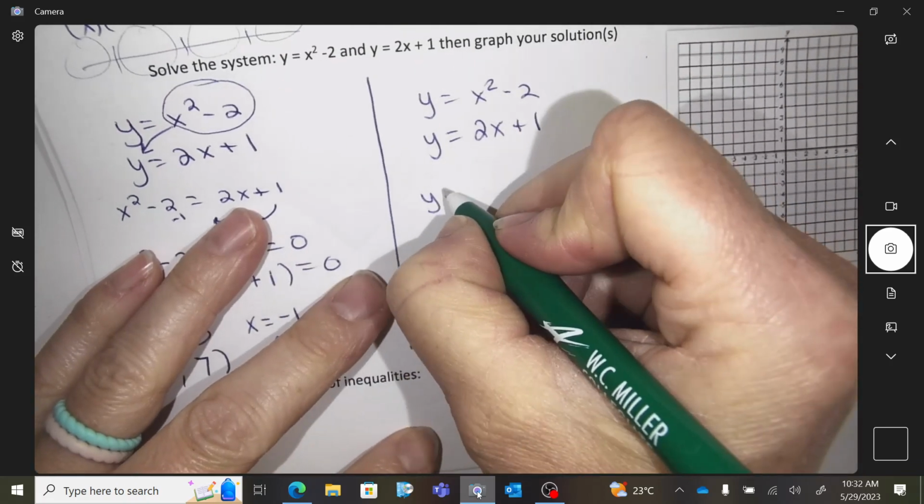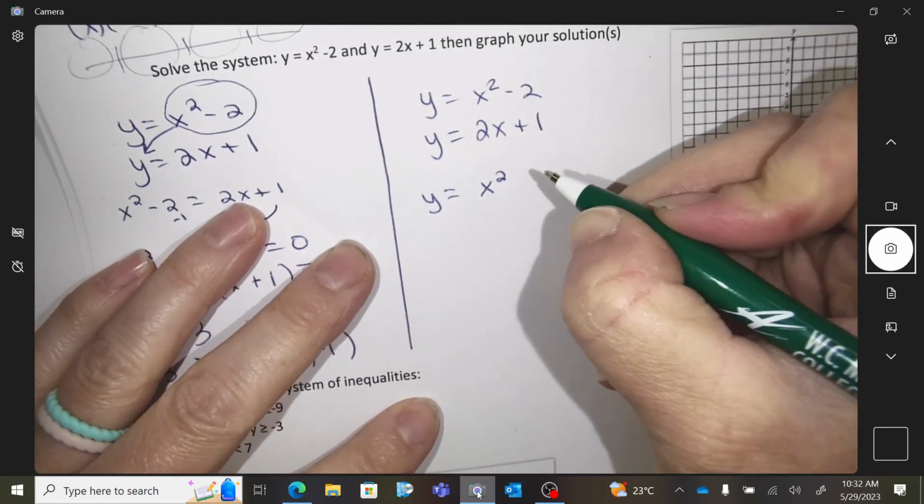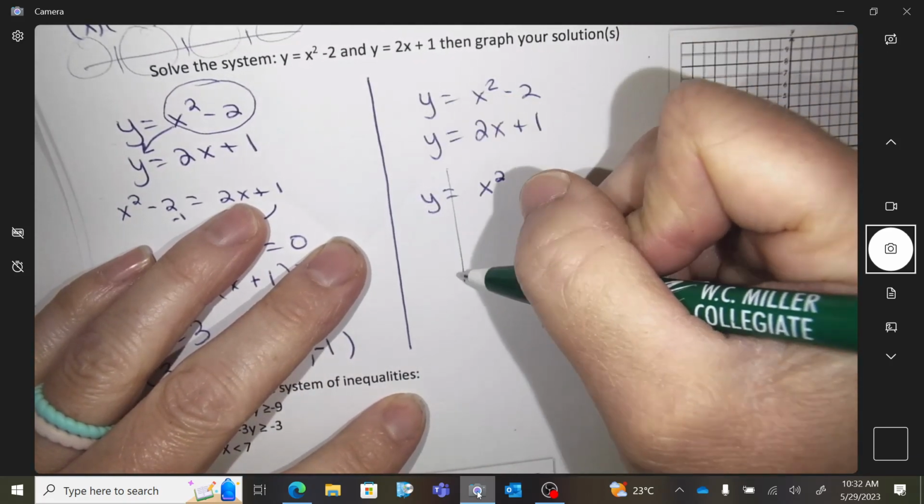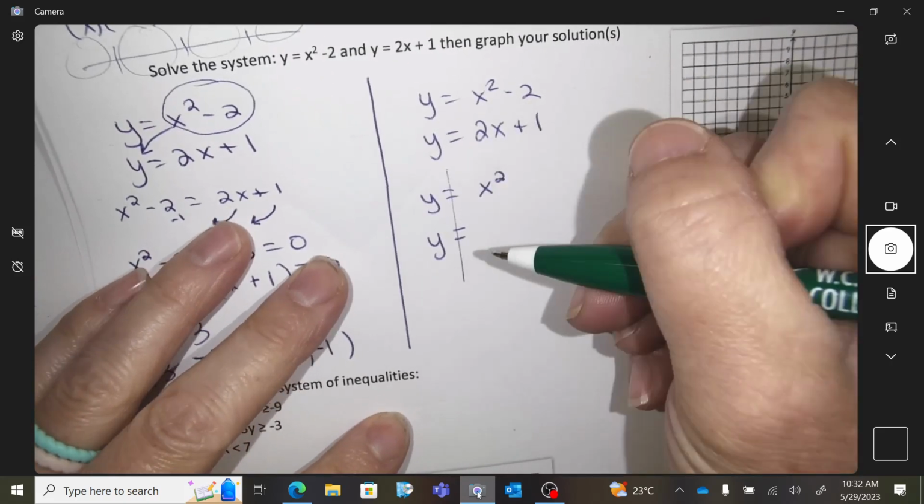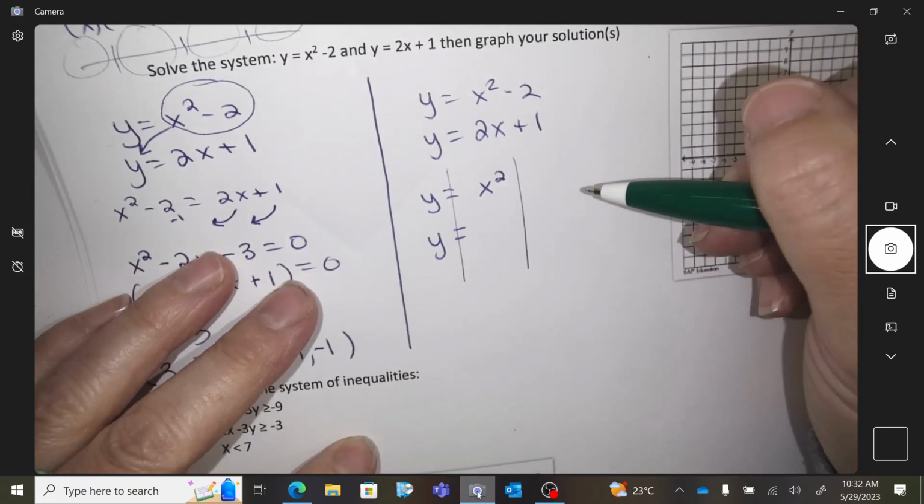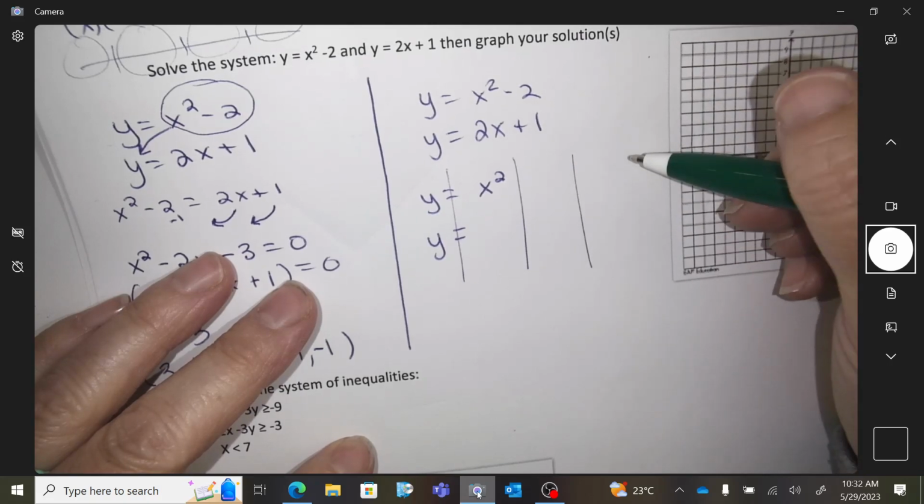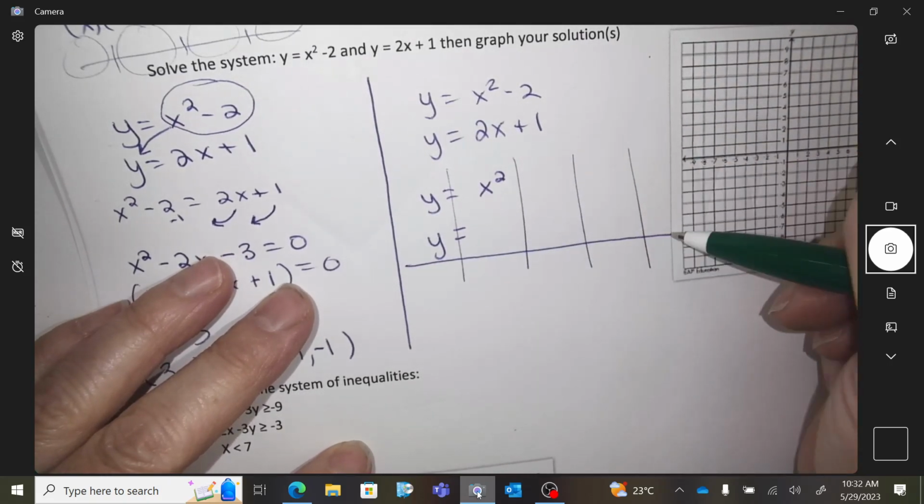Okay, so I'm going to kind of make a column for y, which is good. There's going to be a column for x squareds, there's going to be a column for x's, and there's going to be a column for numbers.